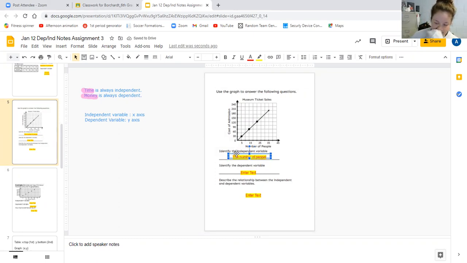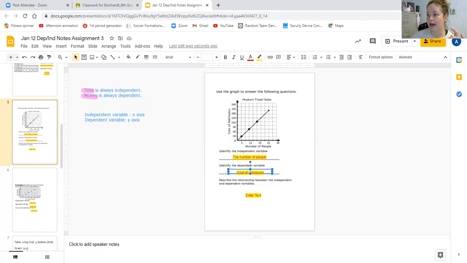Camden, what does that leave my dependent variable to be? Cost of admission. Very good. And cost has to deal with money. And what we said is money is always going to be dependent there. Okay. And now if we are talking about the relationship, depending on the key word you use, depends on what's going to go first. Okay.